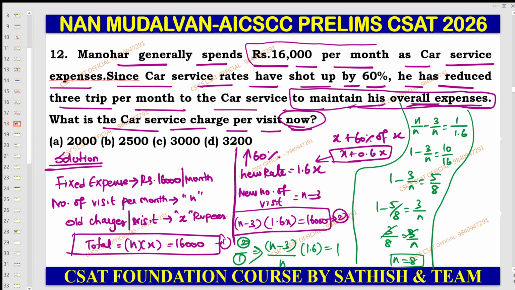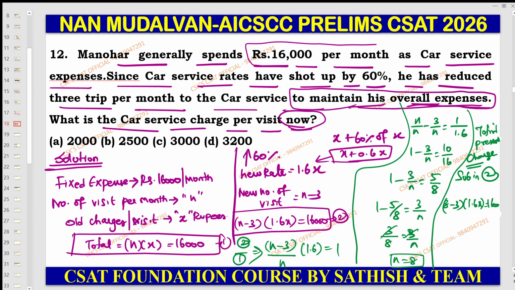Now the question here is about the new visit. So what do you have to find out? Substitute in 2 to find the present charge. To find the present charge, you have to substitute in the 2. If the question is what is the actual charge, you have to substitute in the 1. So now, since it is new, you have to substitute in the 2. So n here is 8 minus 3 into 1.6 into 16,000.